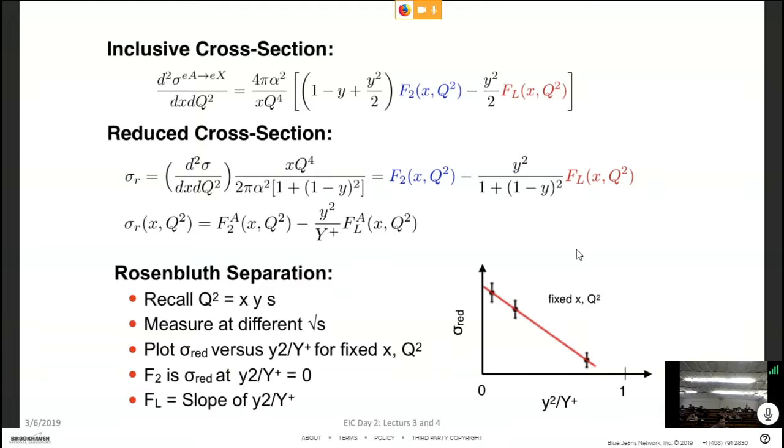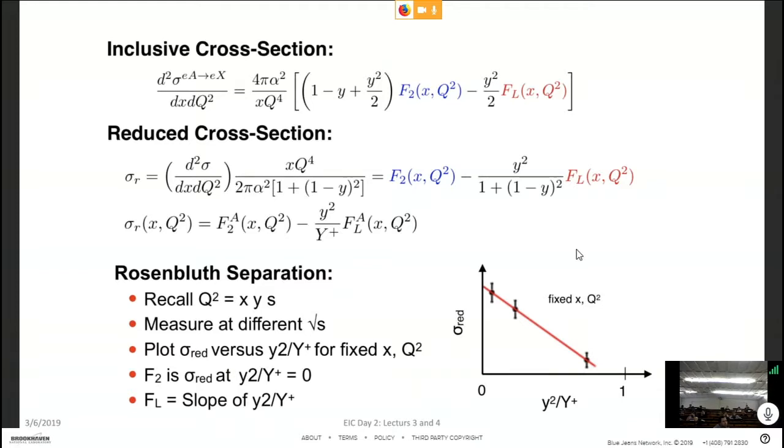When you see it this way, you see that if you plot the reduced cross-section on the y-axis and y squared by y plus, which is just a kinematic factor, on the x-axis, and we vary it in a collider, then when y squared by y plus is 0, you get an intercept on the y-axis. That sigma red is simply the F2 of that proton or the nucleus. I've written it generally as F2a, but it could be nucleus or the proton.